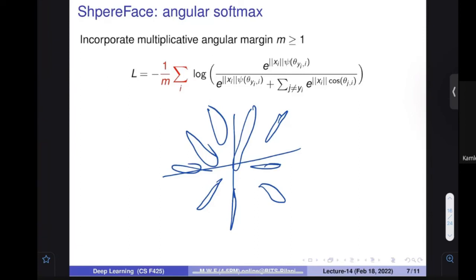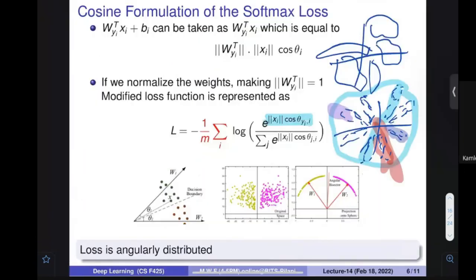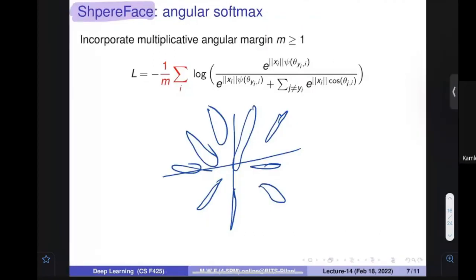One more modification that is done by this FairFace paper. Actually, all these papers are very recent, I think this paper came in 2016, 2018, like that. So this particular paper talks about this: instead of cos theta, I'm going to put a function over here, for the thing which are actually right.